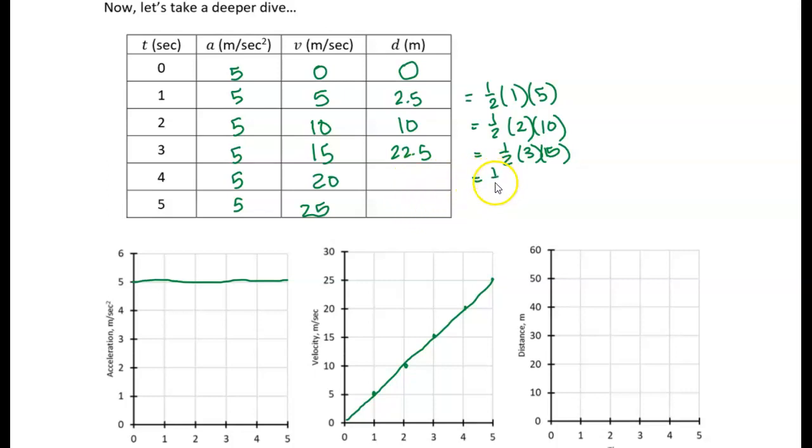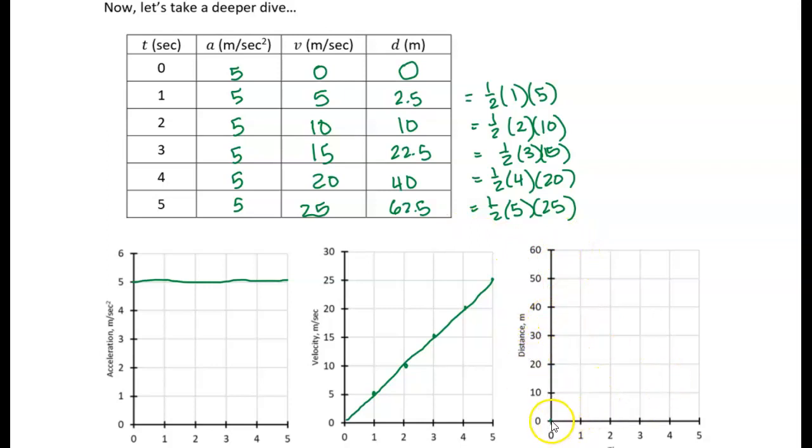All right. And I'll just keep going. After 4 seconds, I'm going 20 meters per second, so that gives me 40 meters that I've traveled. And then finally 1/2 times 5. After 5 seconds, I'm going 25 meters per second, so I've gone a total of 62.5 meters. All right, and let's plot what that looks like.